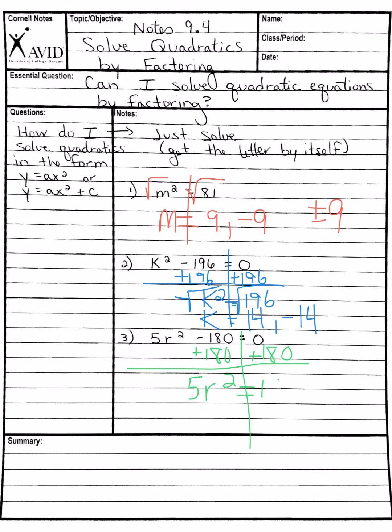5r squared equals 180. Well, before we can take the square root, we got to get rid of that 5 times r squared. The opposite would be divide. Whatever I do to one side, I do to the other. So if I take 180 and I divide that by 5, we get 36. And now the inverse of r squared is taking the square root. So r is positive 6 and negative 6. Let's move on.